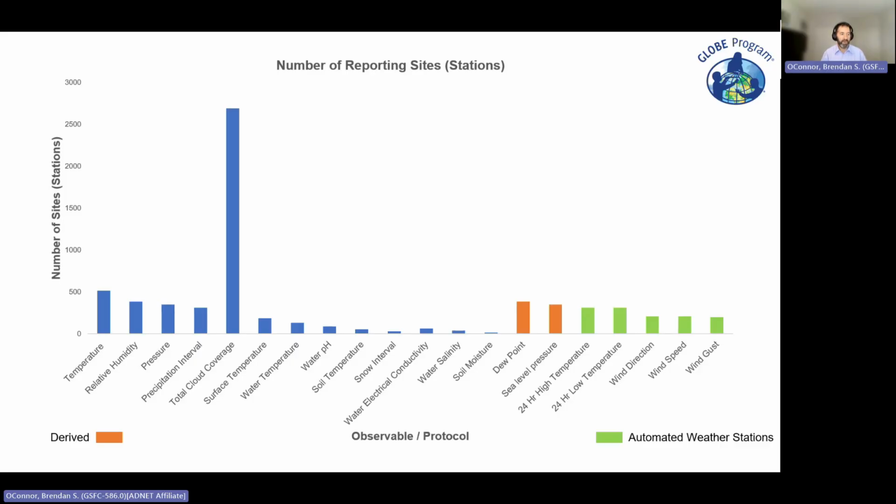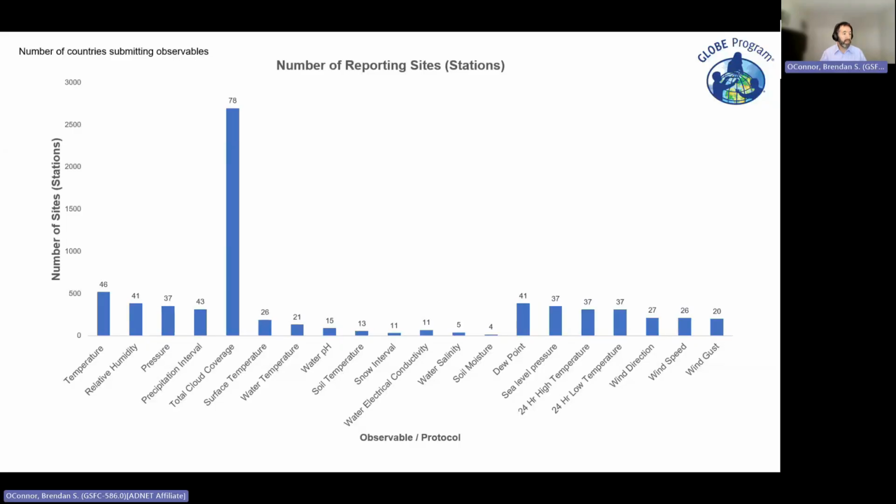And then the 5 variables on the right-hand side are from automated weather stations, which are also part of the GLOBE network. So something like temperature, the very first in the graph, there are over 500 stations across the world within the GLOBE network that are contributing data. Total cloud coverage, you can see, is a pretty big peak with over 2,600 individual stations, so quite a lot there. The numbers that have just appeared on the top of the graphs are the number of countries that are contributing.